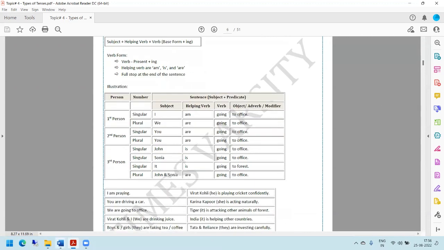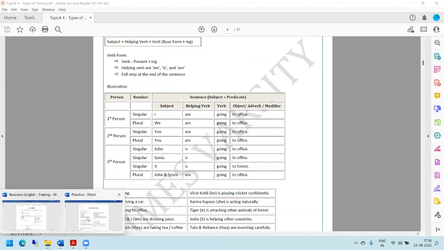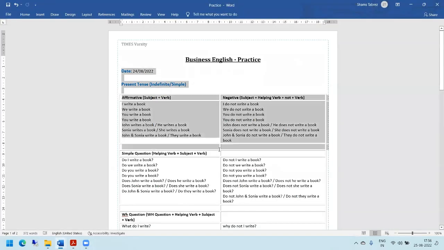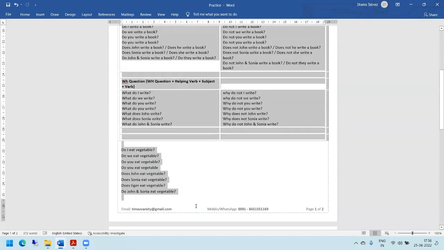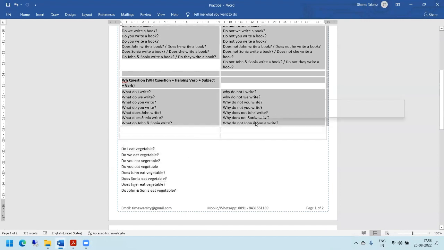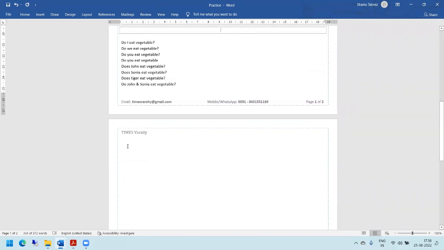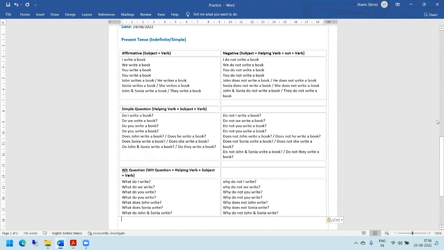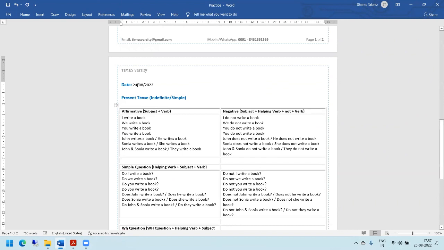Let's go to our practice document. This is our practice document. Let me write the verbs we will be using here as well. Let me copy and put them in this way. We will maintain a date-wise practice document. Today is the 25th, and now we are discussing present continuous.